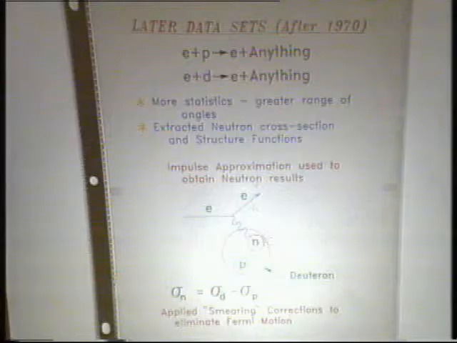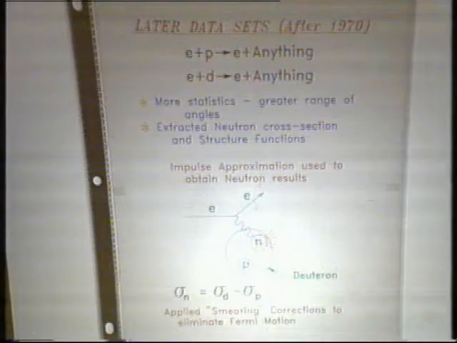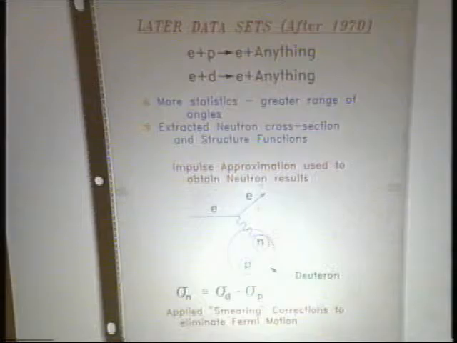So after about 1970, we took a lot of data comparing electron-proton and electron-deuteron scattering deep in the inelastic region. The idea was to get more statistics and a greater range of angles. We extracted the neutron cross-sections and structure functions. We used the impulse approximation. It was mainly basically subtracting the proton from the deuteron. One, of course, had to apply smearing corrections in order to do this because the nucleon is moving around in the deuteron, and one had to correct for that if one wanted to get a reasonable comparison with models.